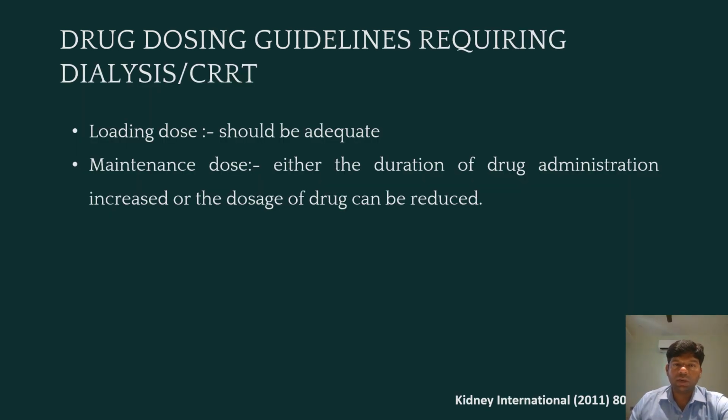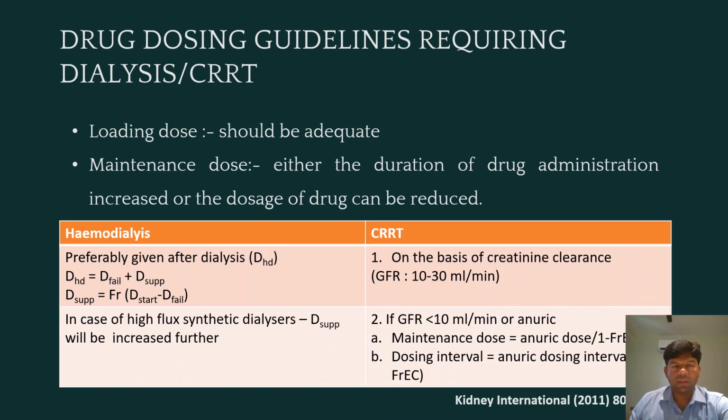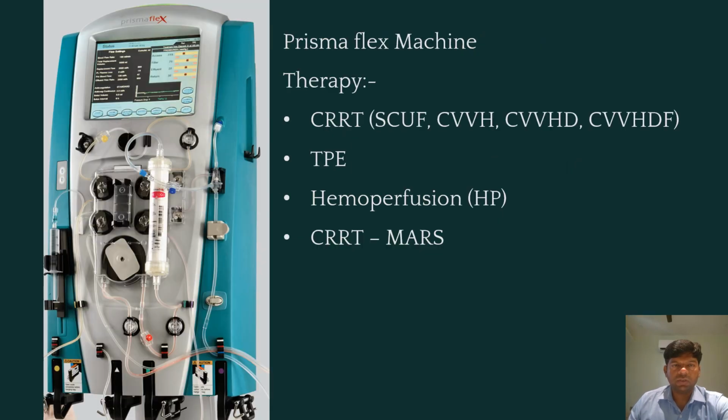Drug dosing, very important. Loading dose should be adequate. For the maintenance dose, either you can increase the duration of drug administration or reduce the drug. And you have to follow this for deciding the drug therapy, preferably given after the dialysis. In case of the CRRT, the creatinine clearance you have to take is 10 to 30 ml per minute. This is the Prismaflex machine mainly we have, that gives the different therapies.